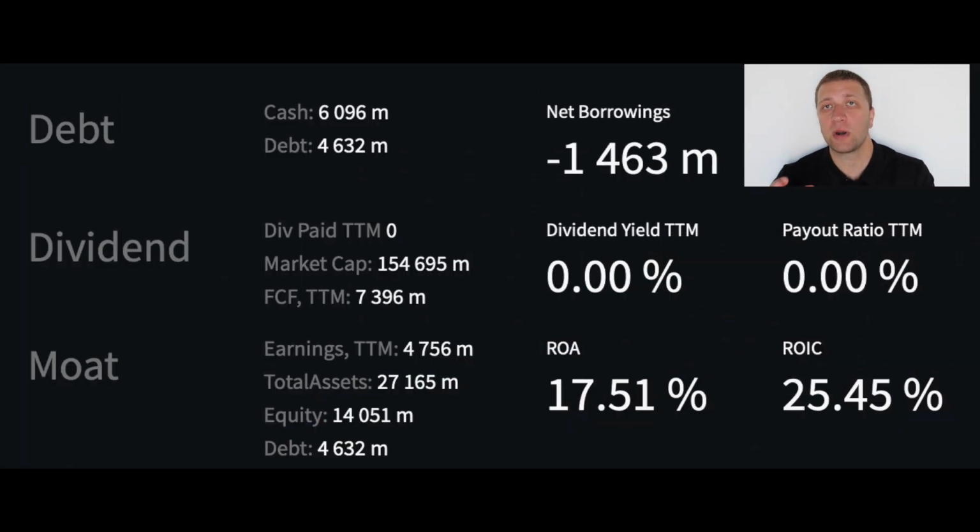If we look at their debt level, we can see that they have more cash than debt. So they have minus 1.5 billion of net debt. They are not paying a dividend, which is actually maybe a very positive thing. So they use free cash flow to grow. You also don't have to pay taxes on the dividend. So for growth companies like Adobe, this is actually a very positive thing. If we look at the return on assets and return on invested capital, which Terry Smith uses in his analysis, we can see that the business is highly effective. They have very high return on invested capital of close to 25% and return on assets of close to 17%.